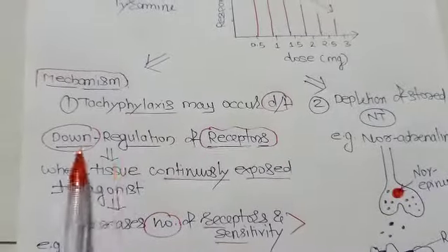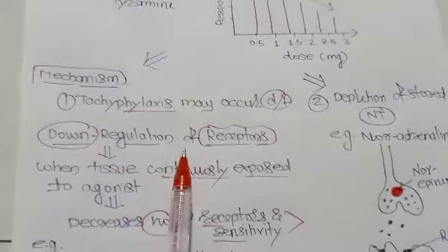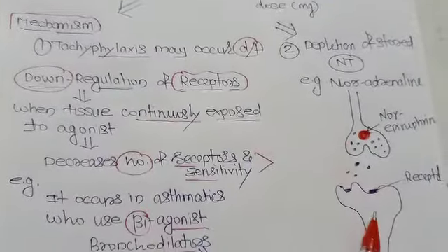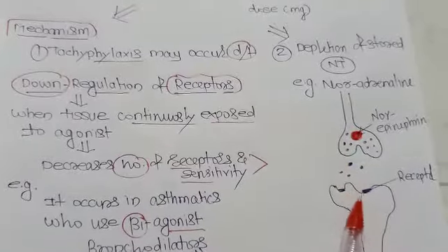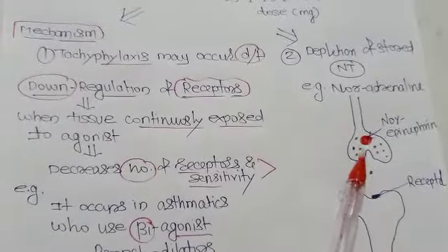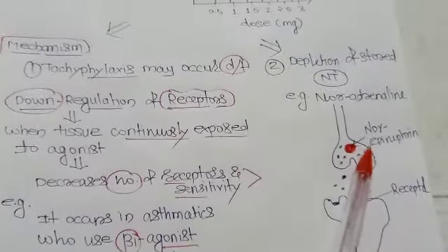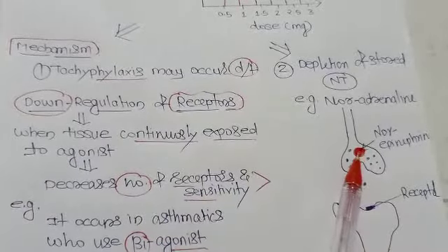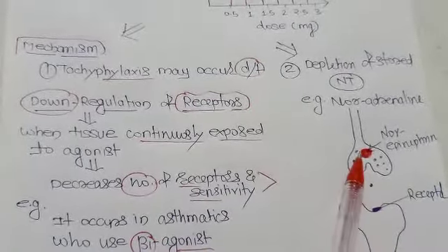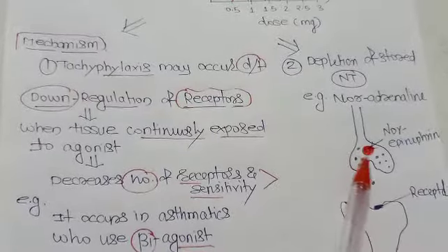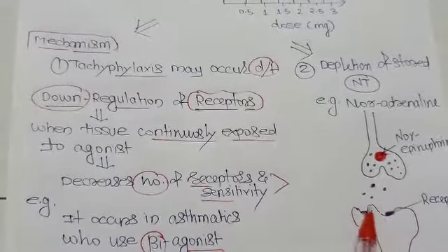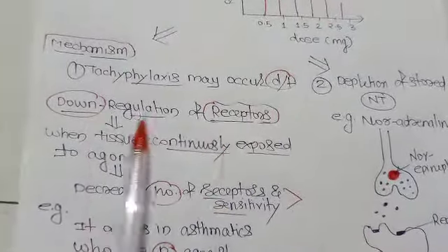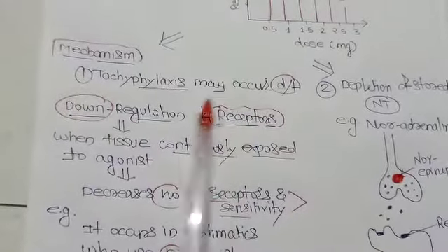Tachyphylaxis may occur due to downregulation of receptors. As you can see in this diagram, this is a neuron, and here you can see the receptors. This is the noradrenergic neuron. This is the store of noradrenaline or norepinephrine, from which the neurotransmitter is released and acts on the receptors. But if there is downregulation of receptors, tachyphylaxis may occur.